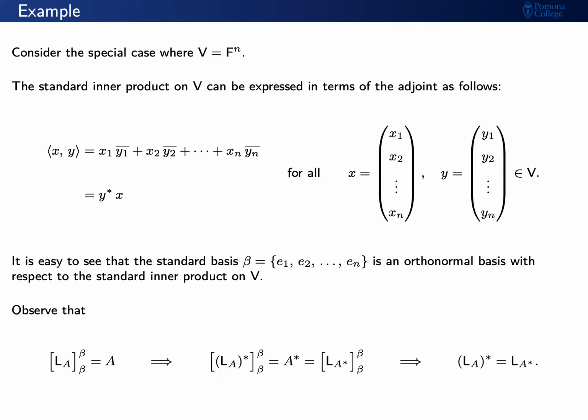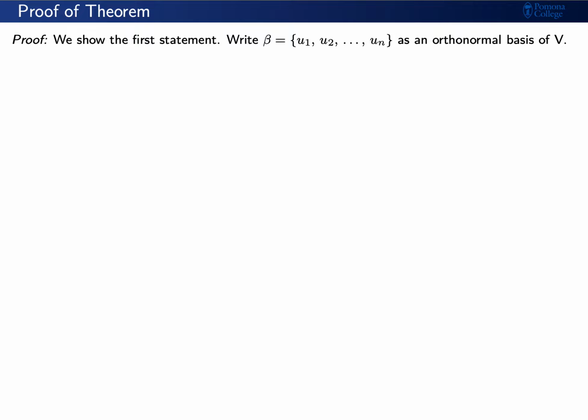So we've actually shown now that the adjoint of left multiplication by A is left multiplication by the adjoint of A. This explains why we can use the word adjoint with the linear transformation somewhat interchangeably with adjoint of a matrix. We do want to caution, though, that this only works if you have an orthonormal basis with respect to a given inner product. Now let's go ahead and prove the theorem.